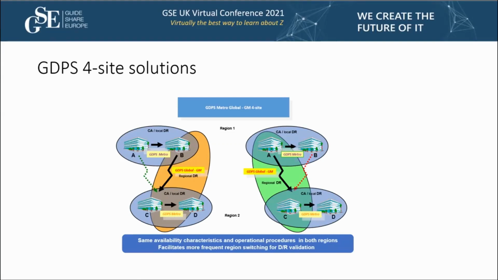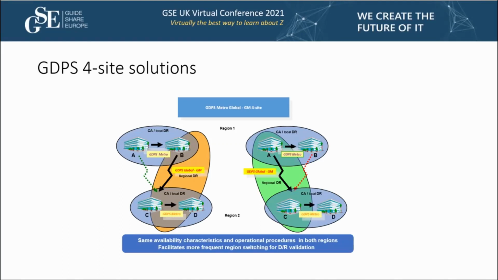Then on region 2, we also have 2 sites, C and D. The GM session goes from region 1 to site C on region 2. And in region 2, we have Metro Mirror replication going from C to D. The slight difference is that because C is a GM secondary, the replication going from C to D is not synchronous. It's also known as PPRC XD.